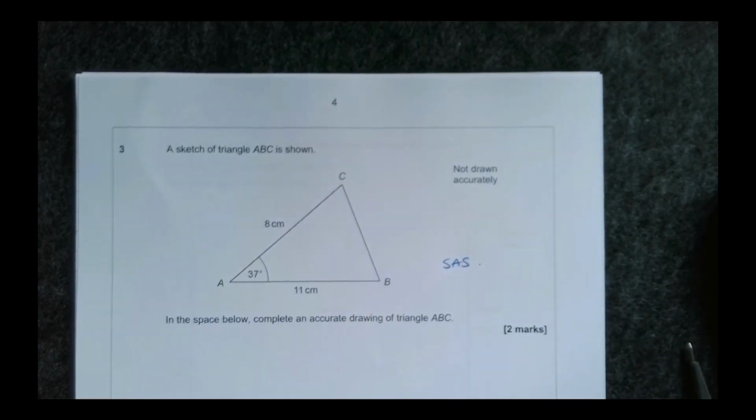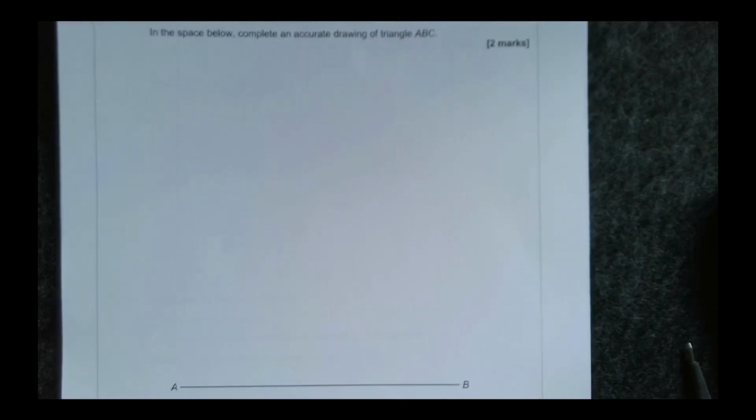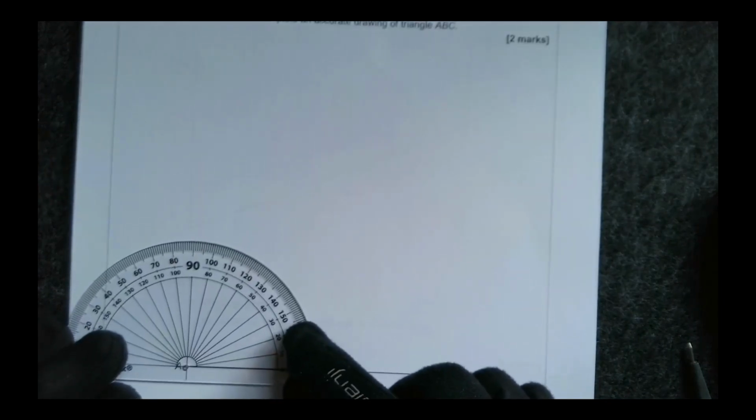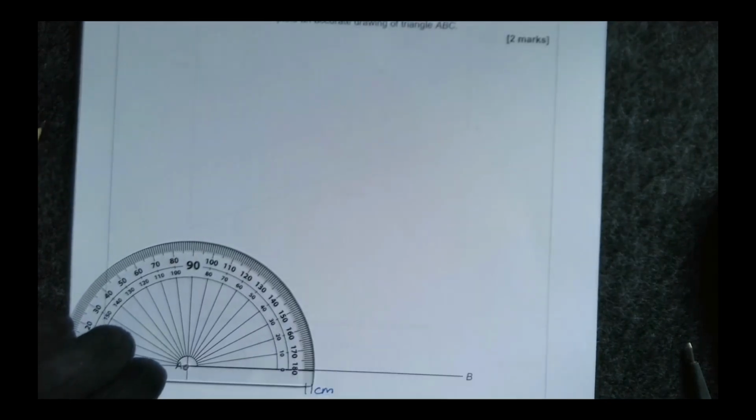Now, in terms of what's been given to us, if I just move this up, here I've got the side AB, which is already drawn for me as 11 centimeters. So that's one side already done for me. Now what I need to do is first grab my protractor, and here it is. From A, I need to measure the angle of 37 degrees. So again, the center of your protractor is on the edge and on the point A.